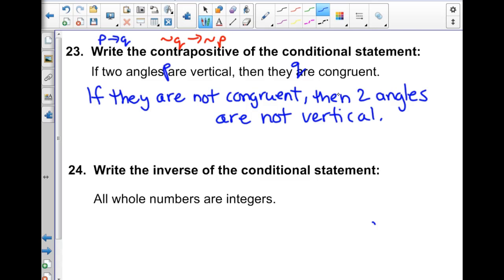Like if it's cloudy outside, then it's not raining. The negation of that would be, if it's not cloudy outside, then it is raining. So you just change the meaning.